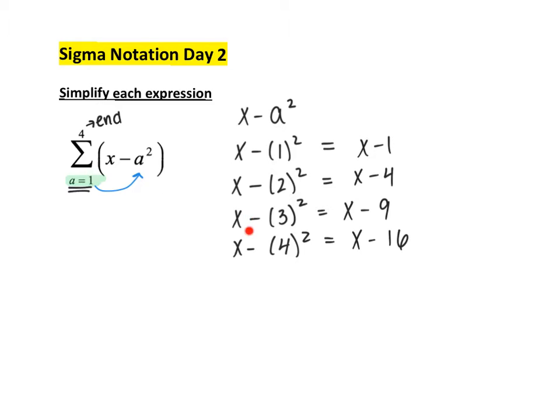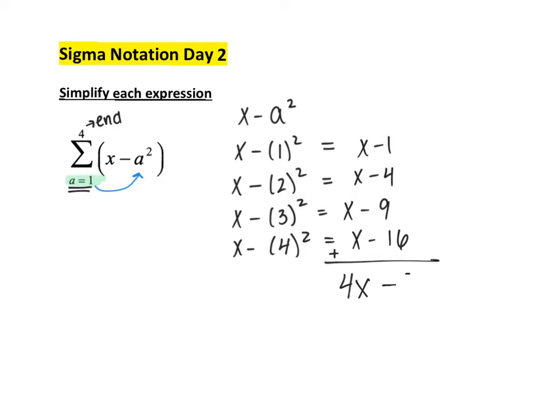So notice how the x is staying, and all I did was square these. So 1 squared is 1, 2 squared is 4, 3 squared is 9, and 4 squared is 16. So now in true sigma fashion, we're just going to add. So I want to add x plus x plus x plus x. That's 4 x's. And then I want to add negative 1 plus negative 4 plus negative 9 plus negative 16. So go ahead, type that into the calculator and then hit resume when you're ready for the answer.